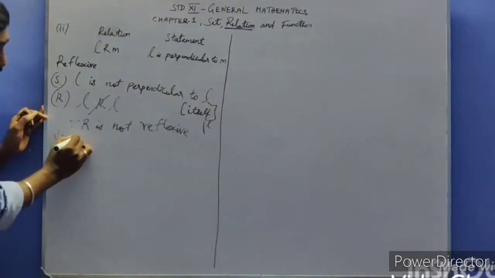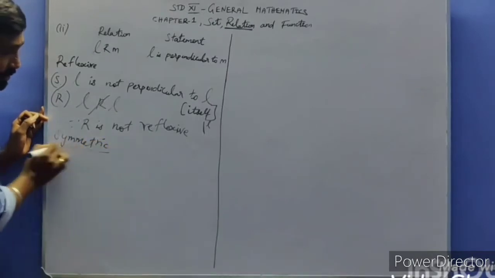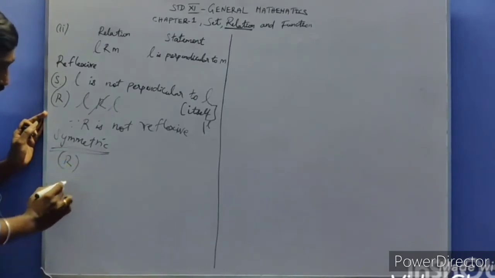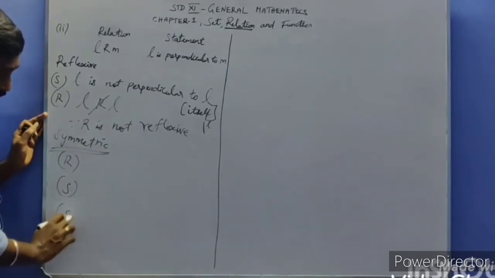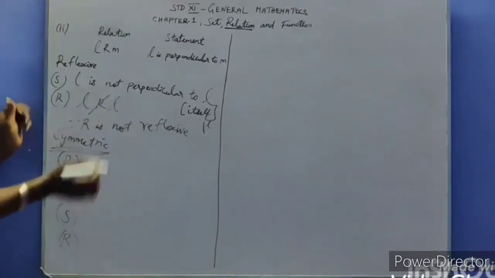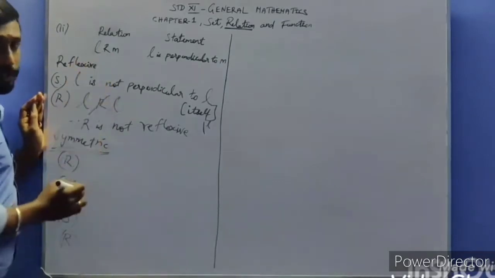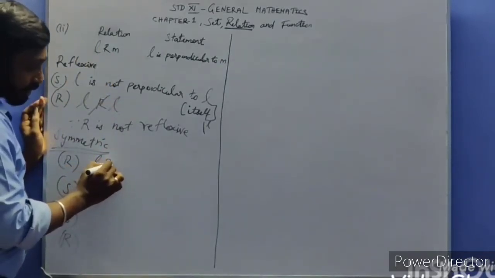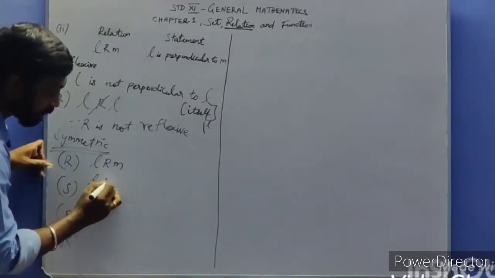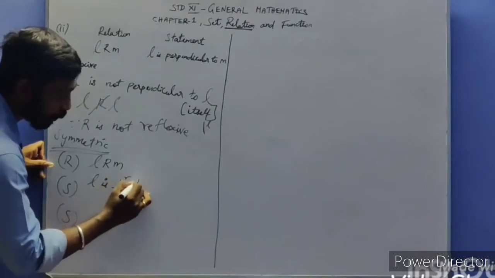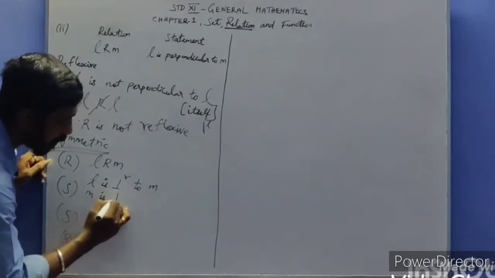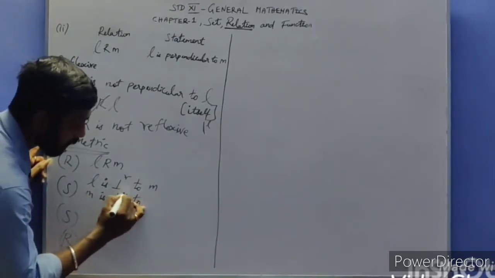Now we are going to find out the symmetric. Listen, symmetric means what? First you have to find out the relation, then two statements, then finally the relation. So first relation: what is the relation they are giving here? They have given L related to M. That means for symmetric, L is perpendicular to M, then M is perpendicular to L.